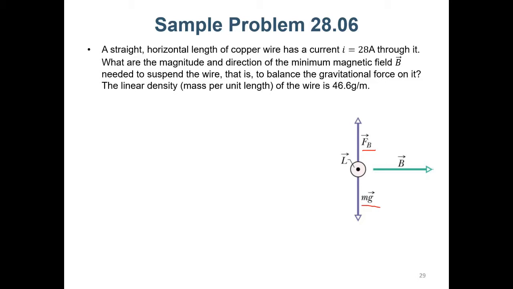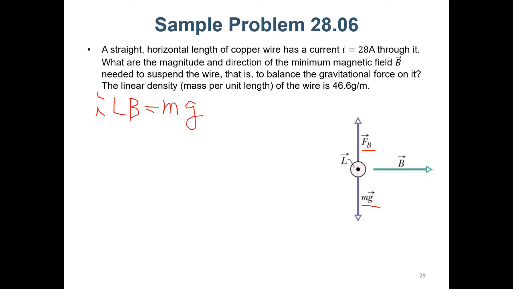So in this case, ILB equals mg. So maybe let's check it first. L is pointing out of the page, and the magnetic field is pointing to the right. So we have L cross B pointing upward. So FB really points to the top, and mg of course points down.